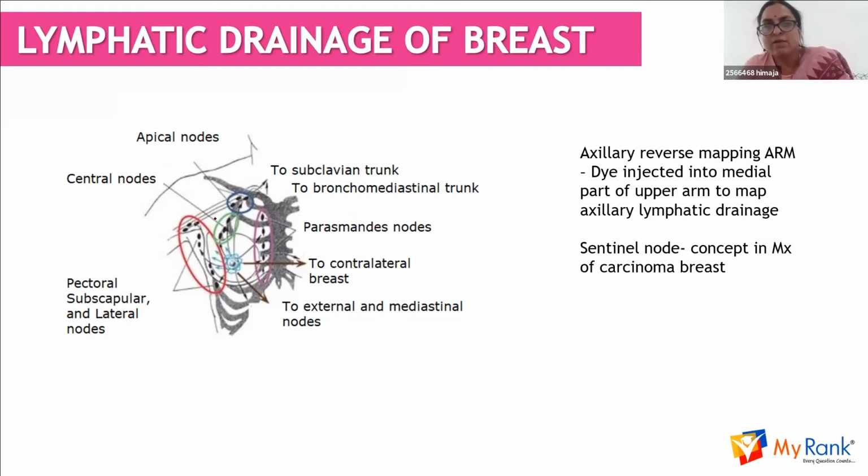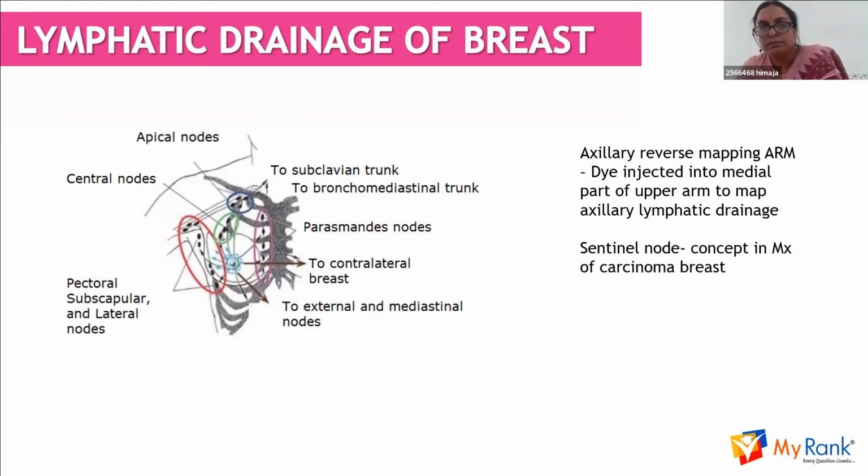So level 1, one thing you have to remember is axillary reverse mapping. So ARM: the dye is injected into the upper part of the arm here, so that the drainage delineates the lymph nodes. And then the other important application is sentinel lymph node biopsy, that we will discuss when we come to the carcinoma breast discussion.